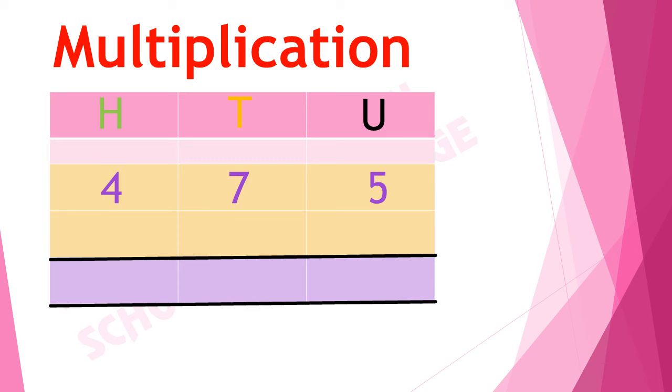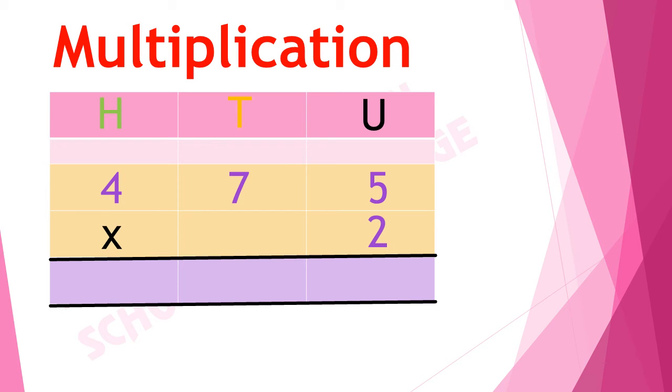Now we will multiply 475 with 2. As multiplicand is 475 and this is three-digit number and the multiplier is 2. And we use this symbol to show multiplication.